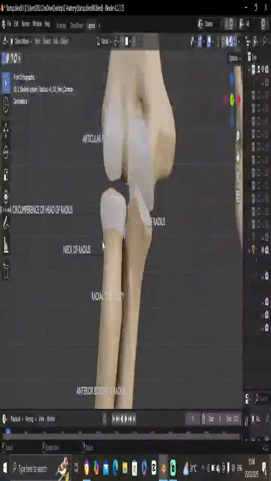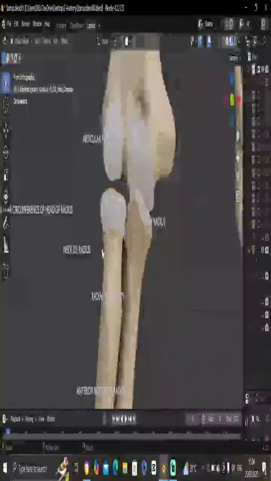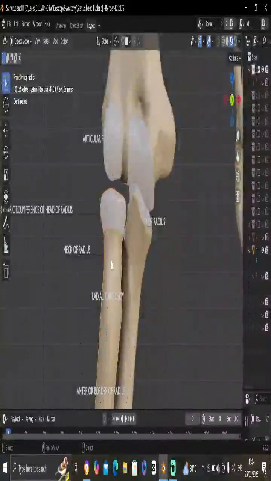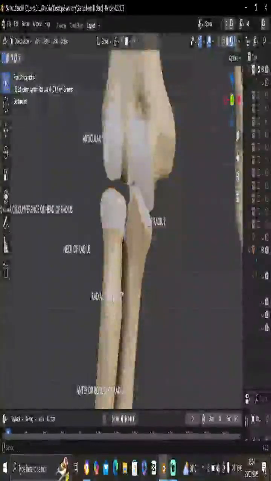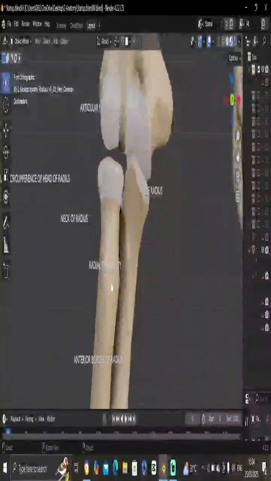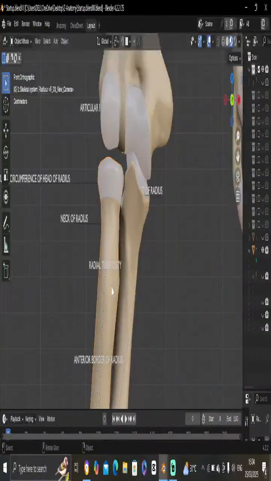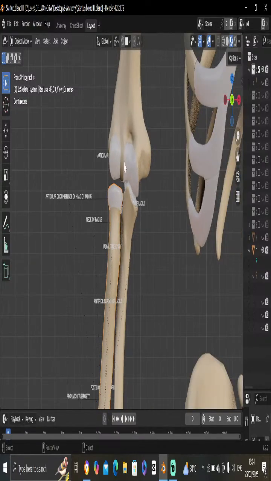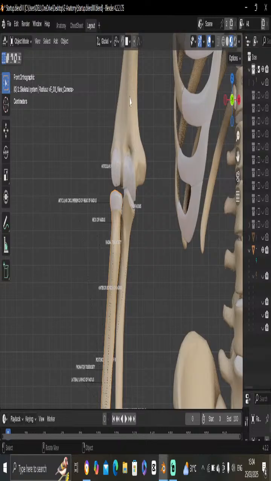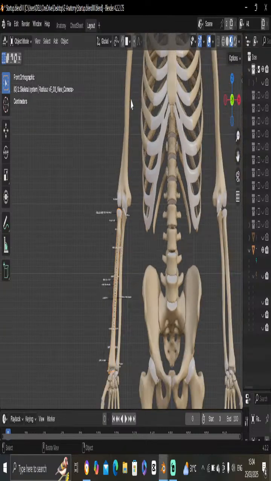Just below the head, we have this narrow portion known as the neck of the radius. Then just below the neck, we have a tuberosity. And just as we mentioned the other time, when we say tuberosity, we are talking about muscle or ligament attachment. So there's a muscle that attaches to the radial tuberosity here. That is the biceps brachii. The biceps brachii doesn't attach to the humerus.